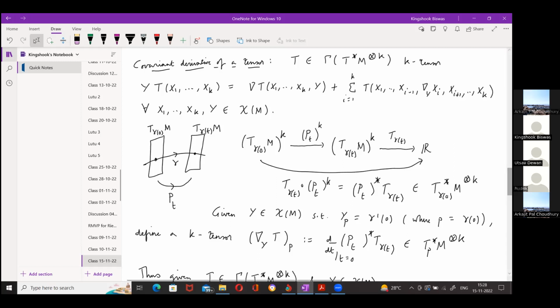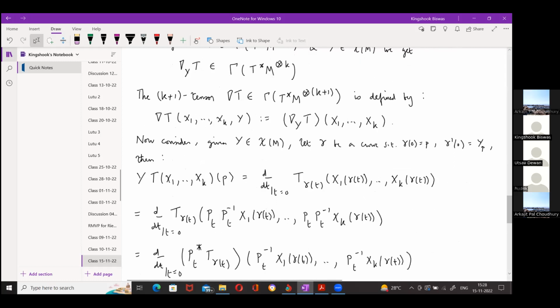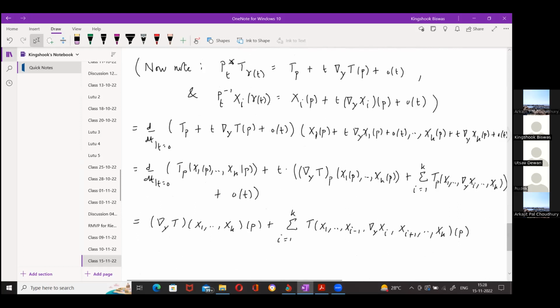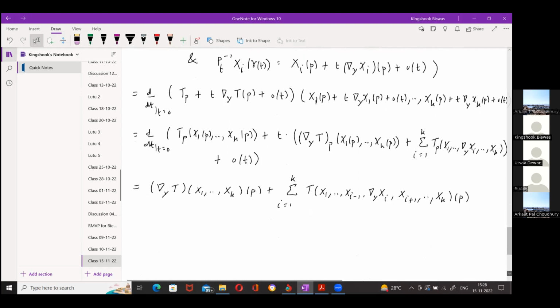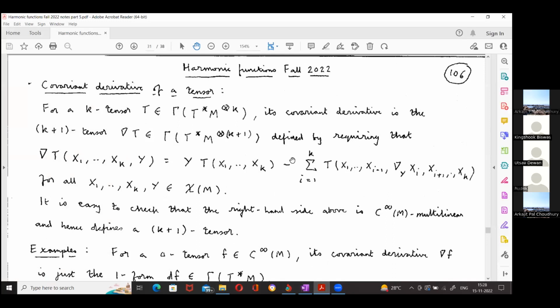Then once you do this, you see that this formula that we took as a definition for y of t of x1 to xk drops out naturally, right? It drops out naturally from this definition of the covariant derivative of a tensor using parallel transport. So this should give you now motivation for this definition that we gave, right? This abstract definition here, which was seemingly unmotivated.